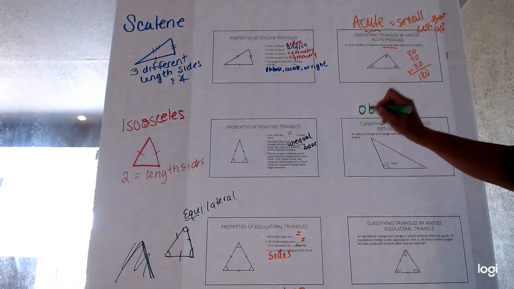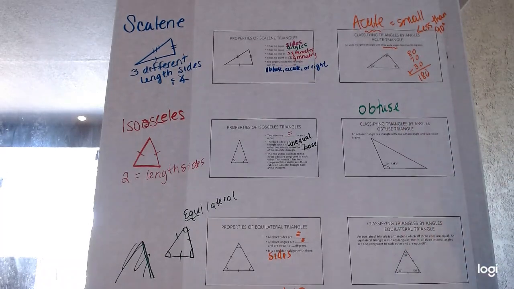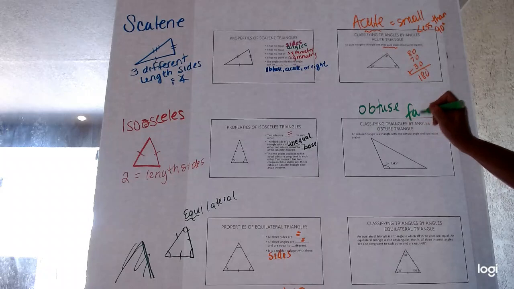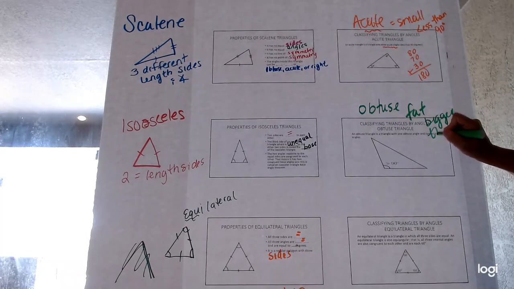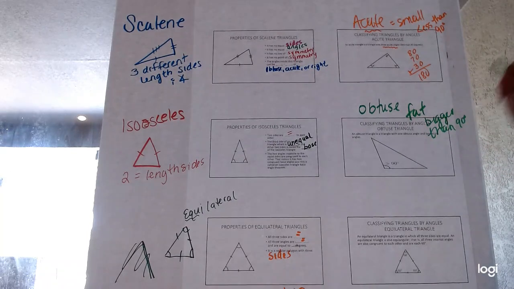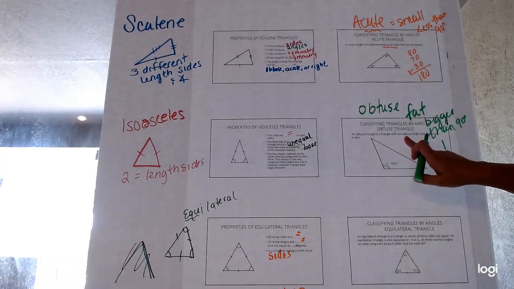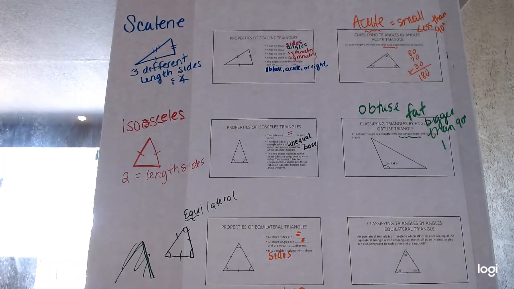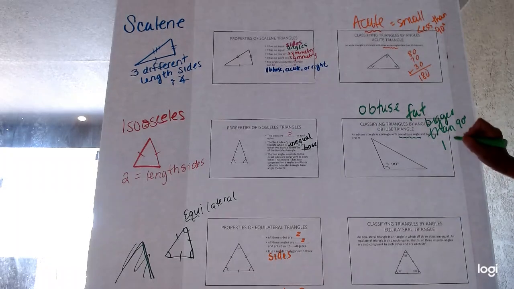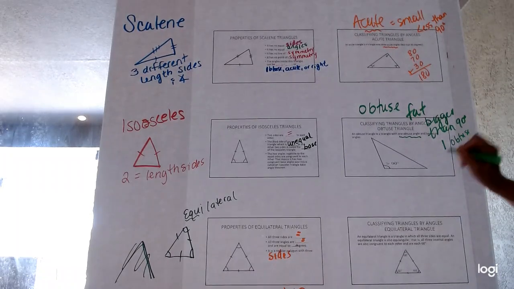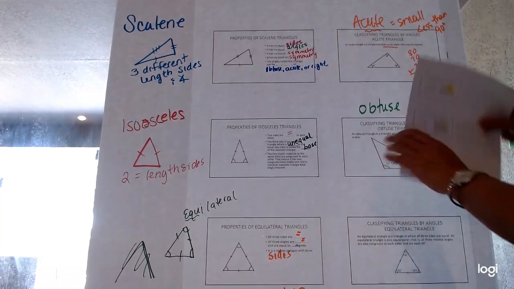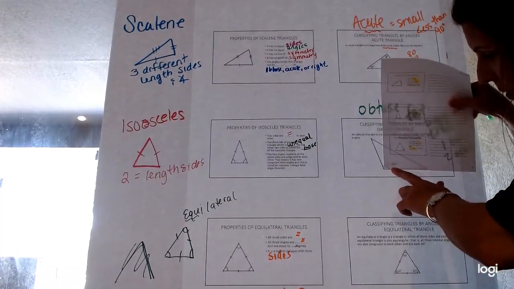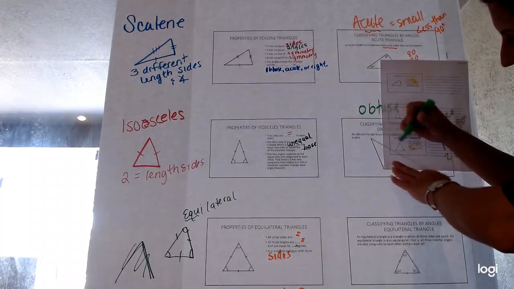Obtuse. You ever hear the word obese? Obese means it's fat. Okay, so this means they're going to be bigger than 90 degrees. And it means one angle. Okay, so an obtuse triangle is a triangle with one obtuse angle, and then it's going to have two acute, because that's the way it's going to add up. So you got to look, and if you look here, see this one's bigger than 90 degrees? And I can tell that, it tells me that, but if I look right here, when I put this paper here, and I draw this here, look what I see.